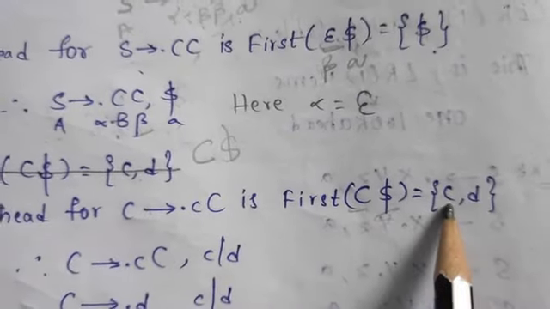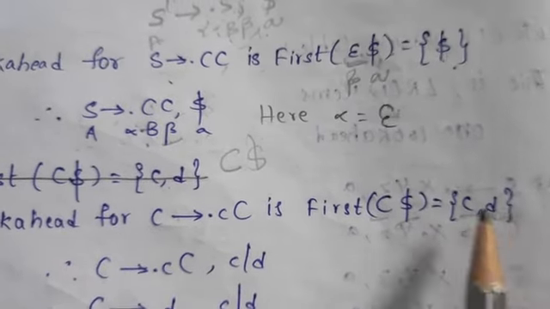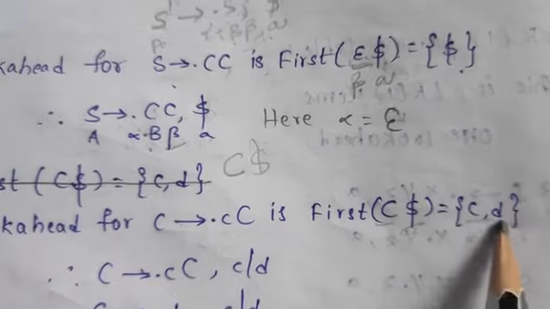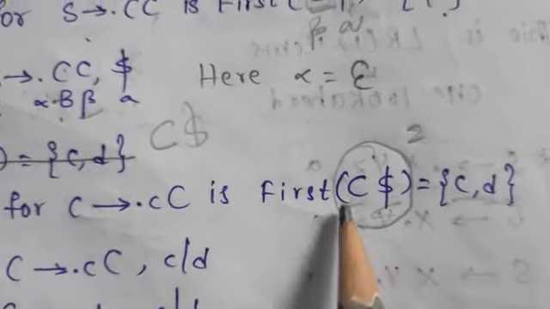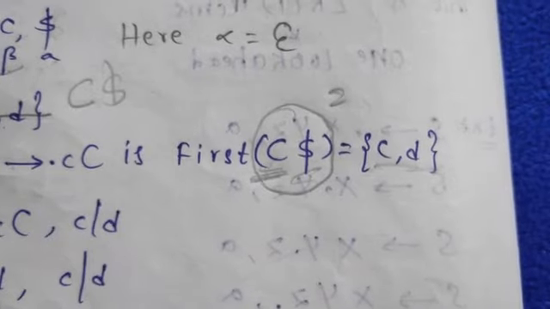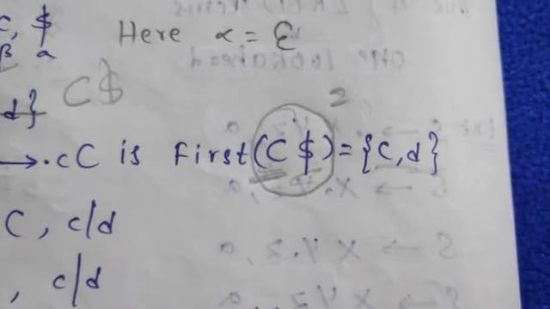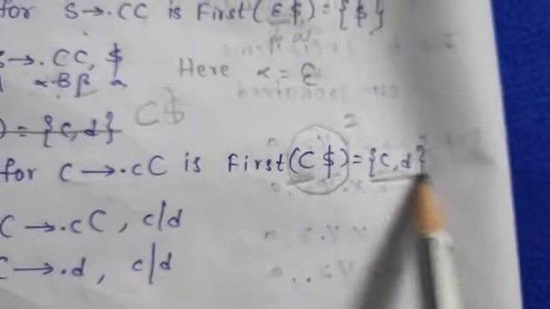Here first of capital C is nothing but C comma D. For that reason we are placing C comma D. Like that, first of C dollar can be replaced by first of capital C. Why? Because first goes for the first of a capital letter. If any capital letter is there, then we find out first of that capital letter. For that reason first of C dollar can be replaced by first of C, because it is a capital letter. So first of C is nothing but C comma D.